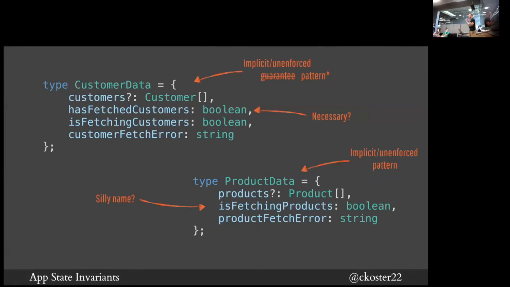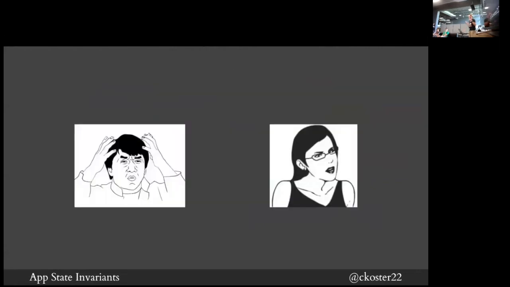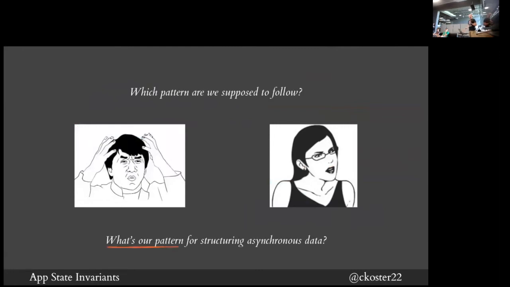As we do on projects, sometimes we have developers that shift projects, and other developers join the project, and they're like, okay, what do we do here? I see three different ways for doing the same thing. Which pattern are we supposed to follow, and what's our pattern for structuring asynchronous data? These questions are completely reasonable given the way we currently do product development. And I would assert that rather than asking what's our pattern in hindsight, we could proactively ask what guarantees we can add to our applications.